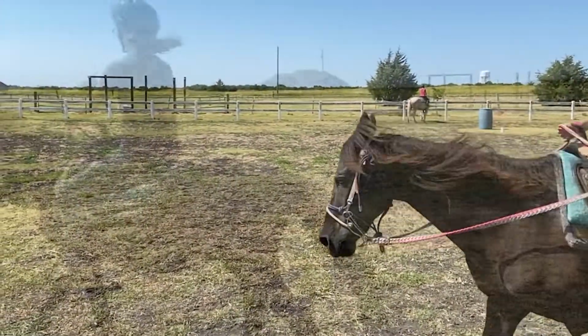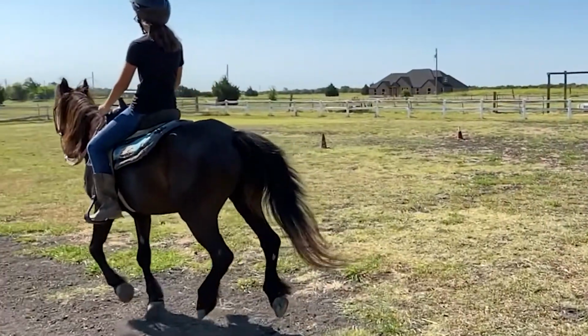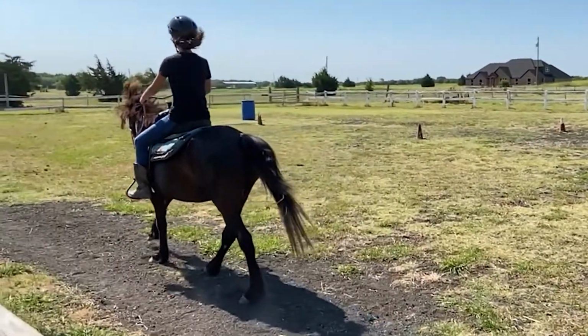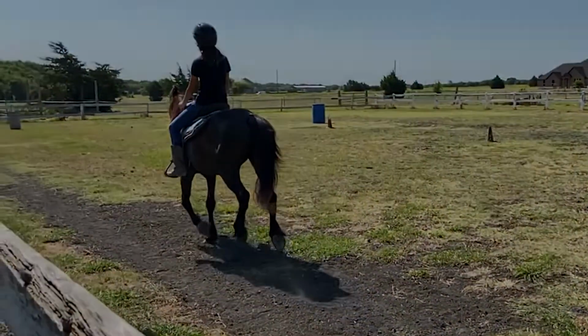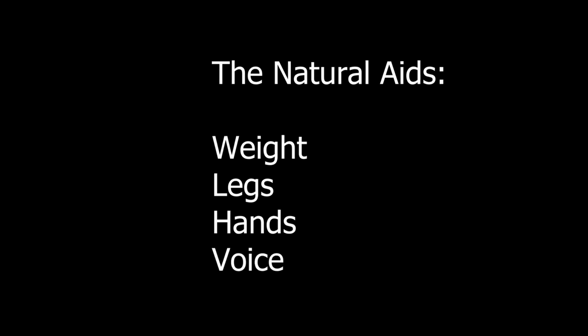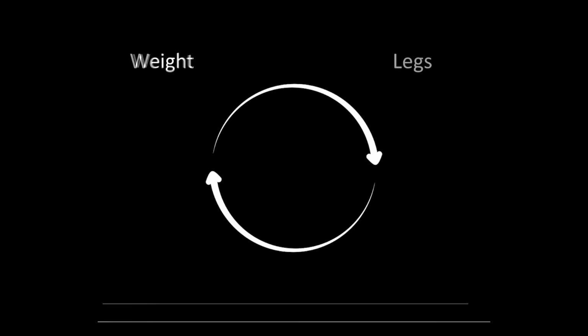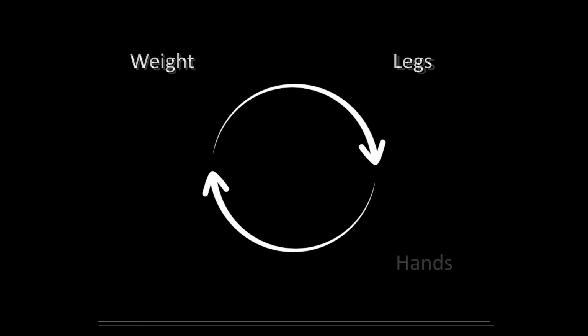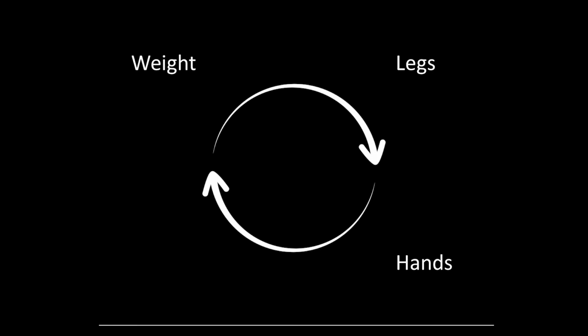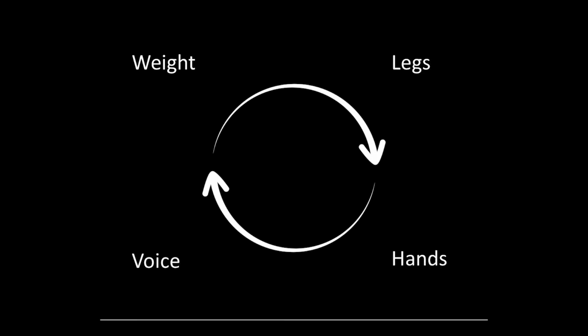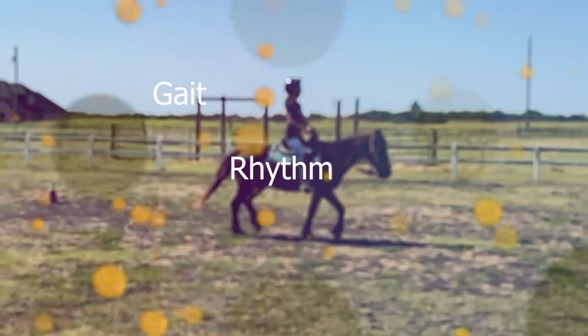Riders communicate with their horses using pressures we call aids or cues. The natural aids are weight, legs, hands, and voice. Riders use this circle of aids to create a corridor of pressure that asks the horse to perform a specific combination of gait, rhythm, and direction.